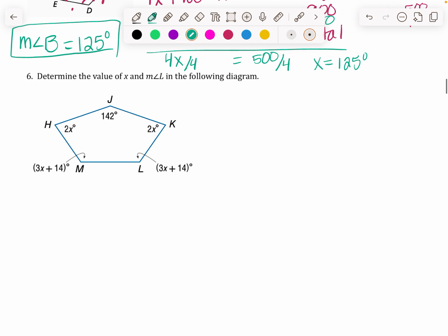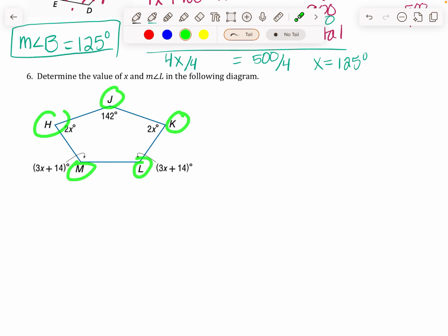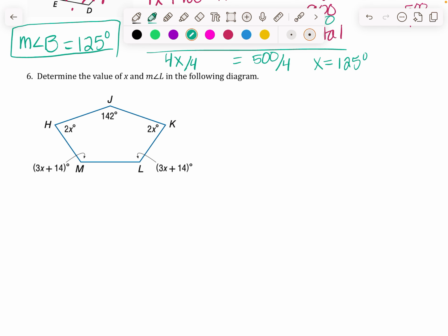All right, one more for part 1 here. We're going to do another example with finding the interior angles using this shape. So you want to count the number of sides or angles again. So we have 1, 2, 3, 4, 5 sides, or 1, 2, 3, 4, 5 angles. So we got 5 sides, 5 angles, which would be called a pentagon.